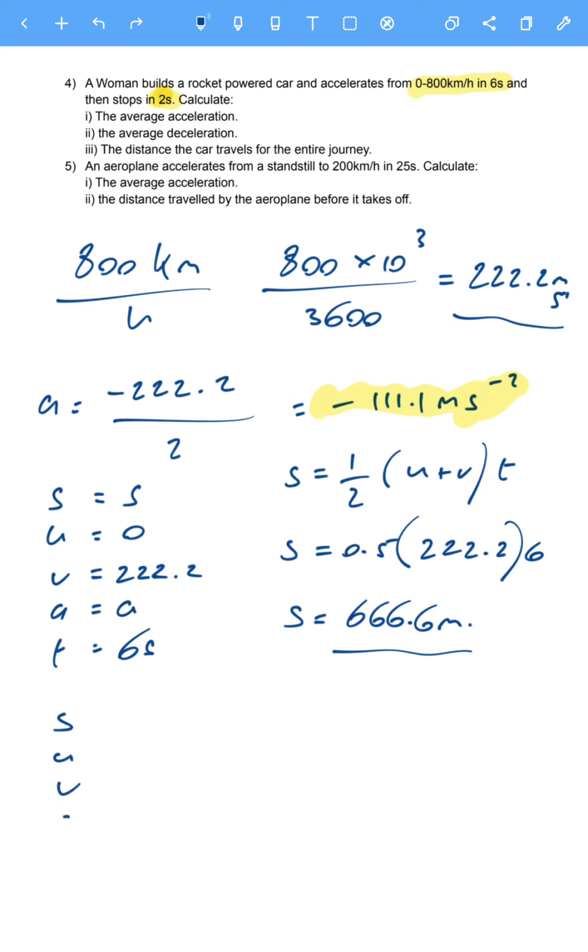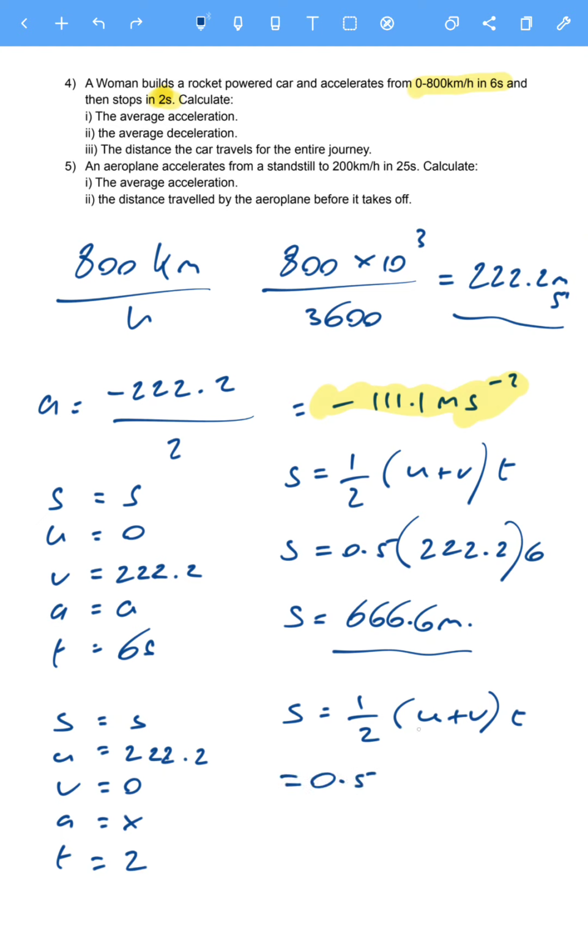So let's do that again. For the displacement s, the initial speed this time is 222.2. The final speed, it's going to stop, so it's going to be 0. Acceleration is whatever the acceleration was, it's not important. And the time taken would be 2 seconds. So s equals a half, u plus v, times t. That'd be 0.5 multiplied by u plus v, which is simply 222.2, and this time the time is 2 seconds. So that gives us a displacement of 222.2 meters. Obviously they cancel.